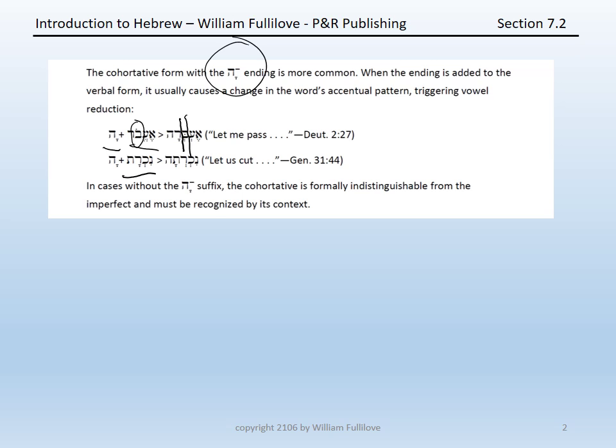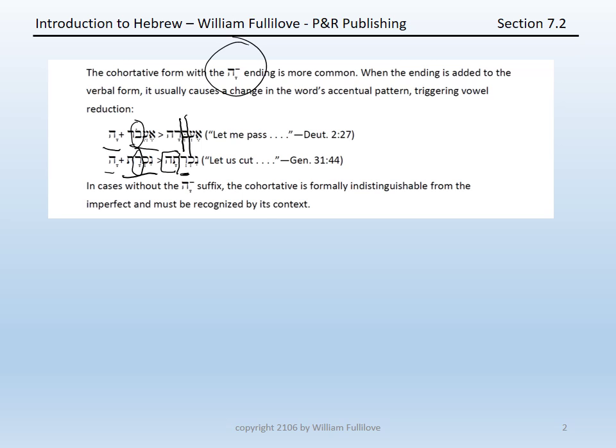Similarly, nikrot, with the addition of a, gains a new syllable, ta. The addition of that syllable causes this qamets under the resh to be in an open pretonic syllable, and hence it reduces: nikrata.